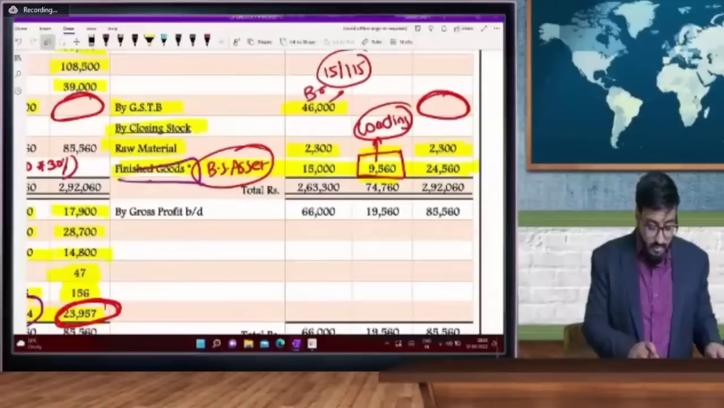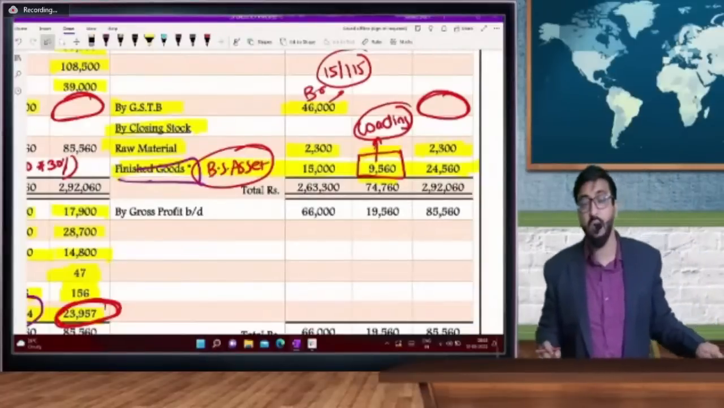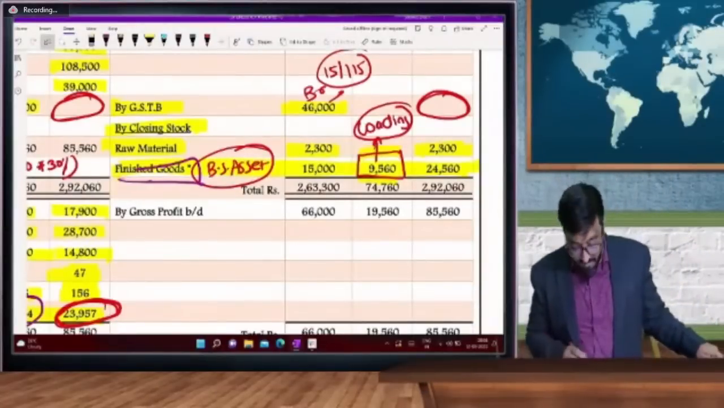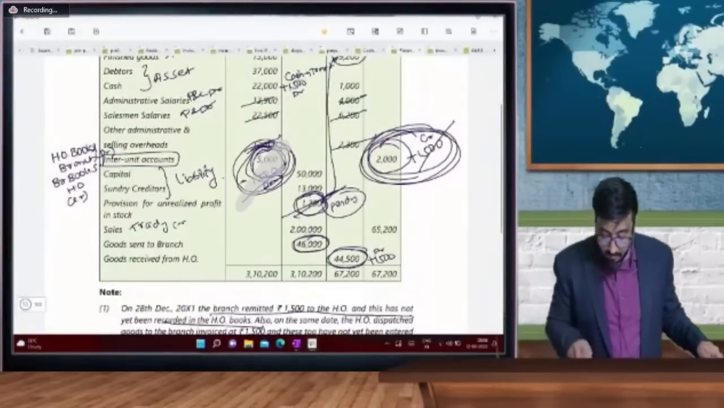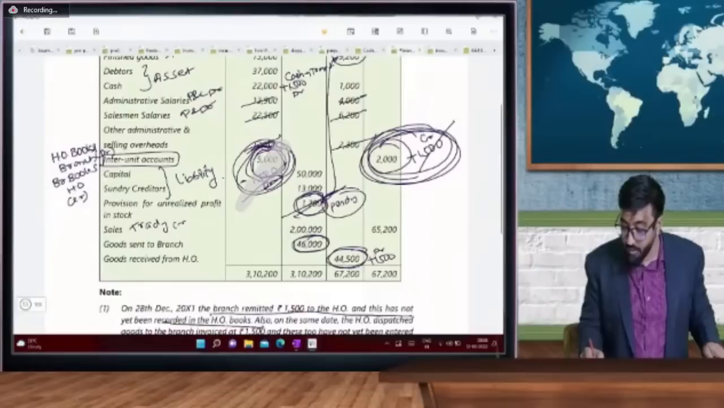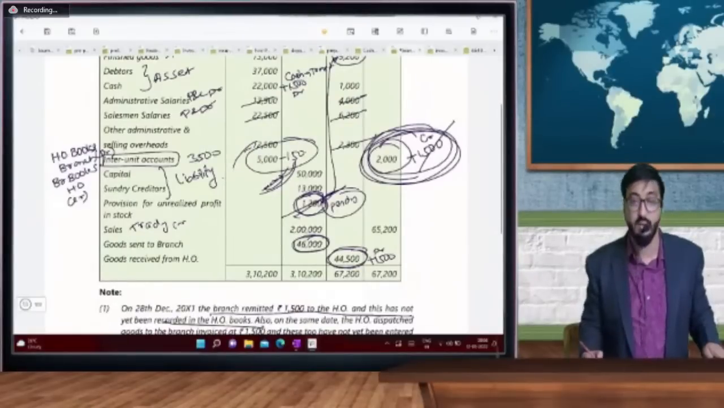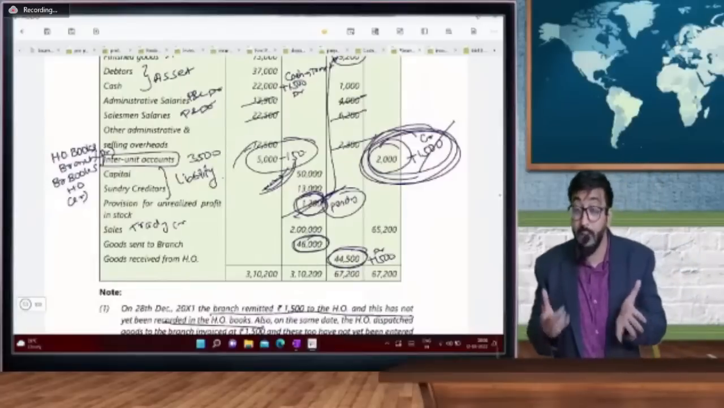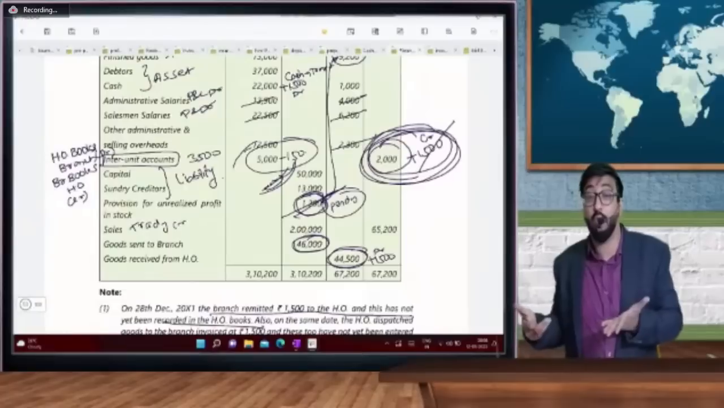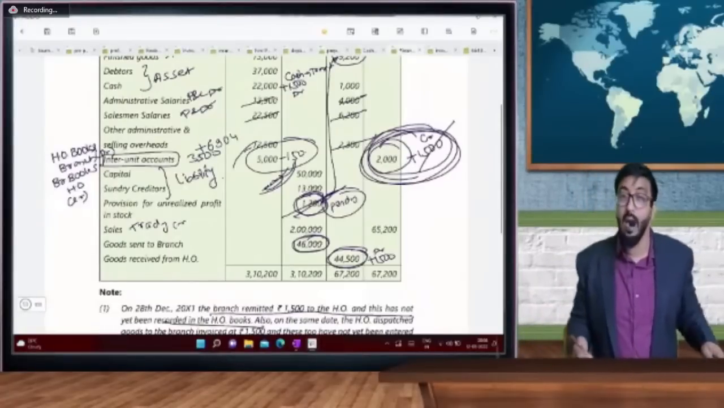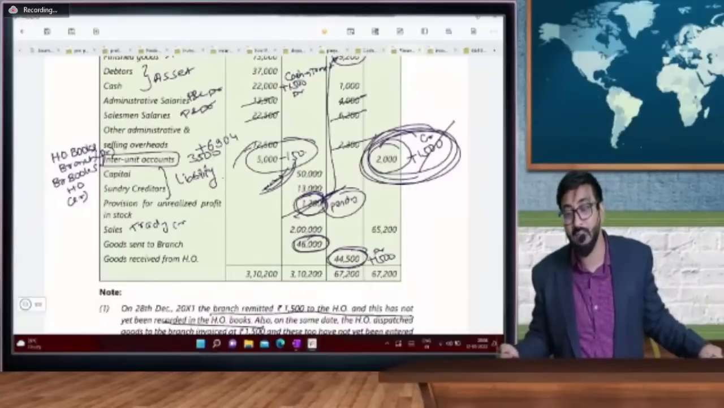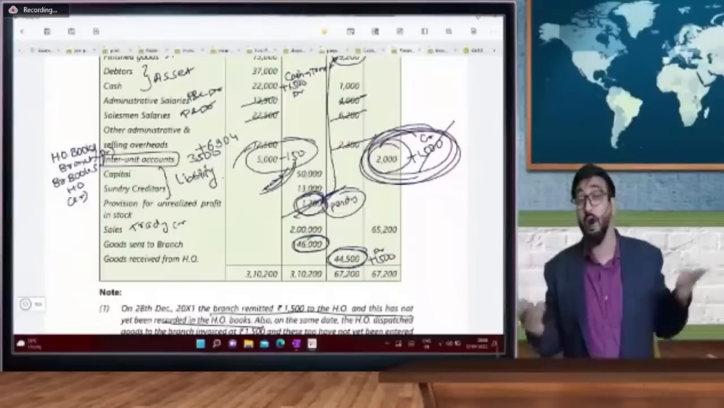How did we get this? Manoj ji is asking me, sir, I'm still not getting 10,404. See beta, inter-unit transaction 3,500. After updating your trial balance, you are getting 3,500 for inter-unit transaction. And you will add the branch profit to the HO's profit. So 3,500 plus 6,904 gives you 10,404, beta. What more can I explain now, I have already told you 3 times.